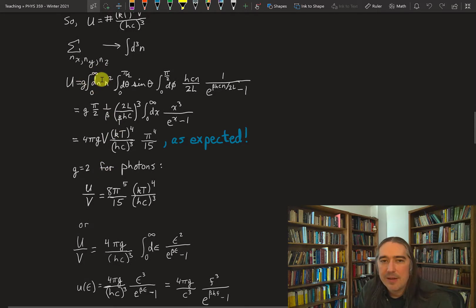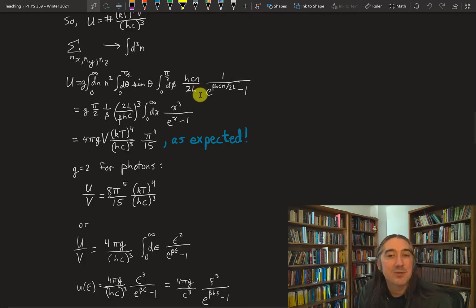Okay, and now this looks almost identical to fermions in a box. Right? We switched to spherical coordinates. We've got our radial integral, our polar integral and our azimuthal integral. And then the formula for the energy is the only difference. And a minus sign here because it's a boson. It's an important minus sign.